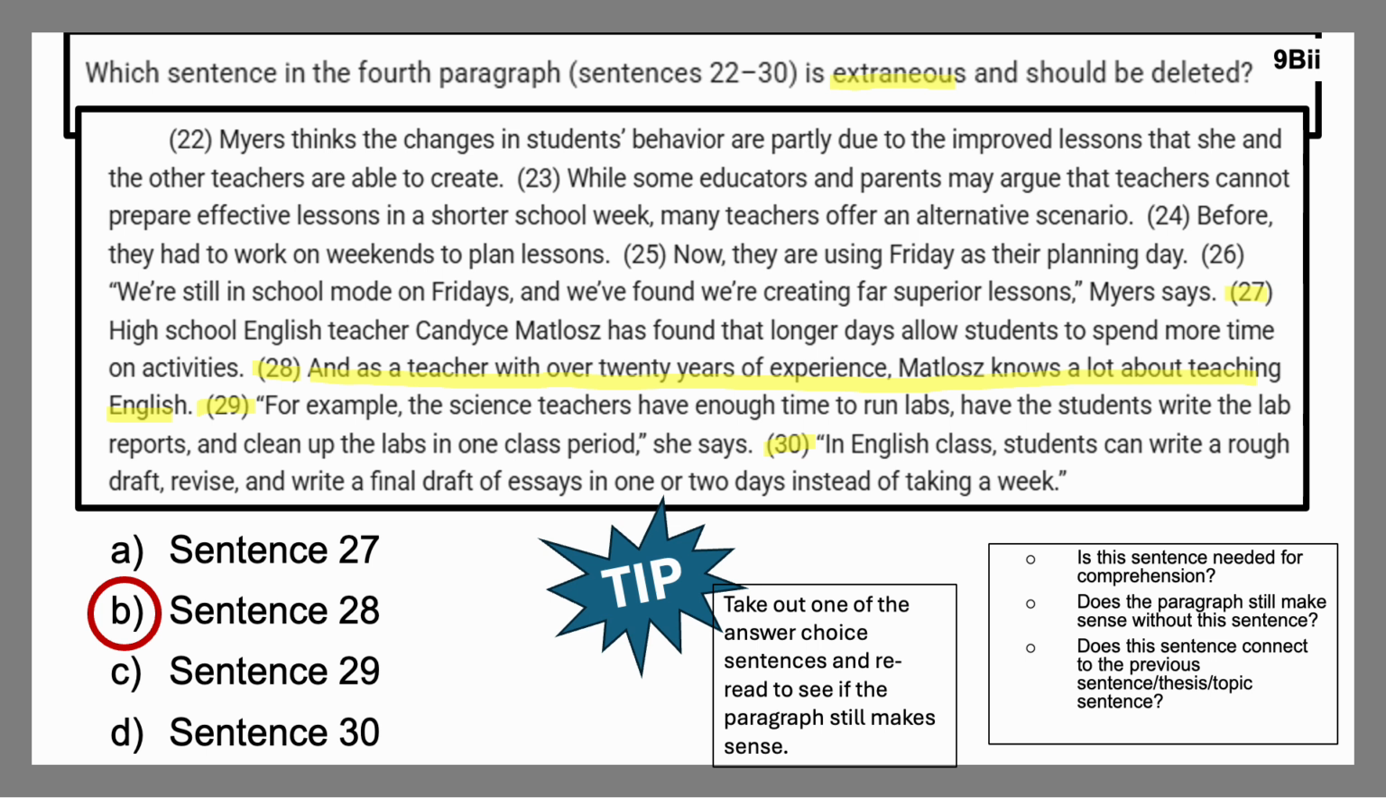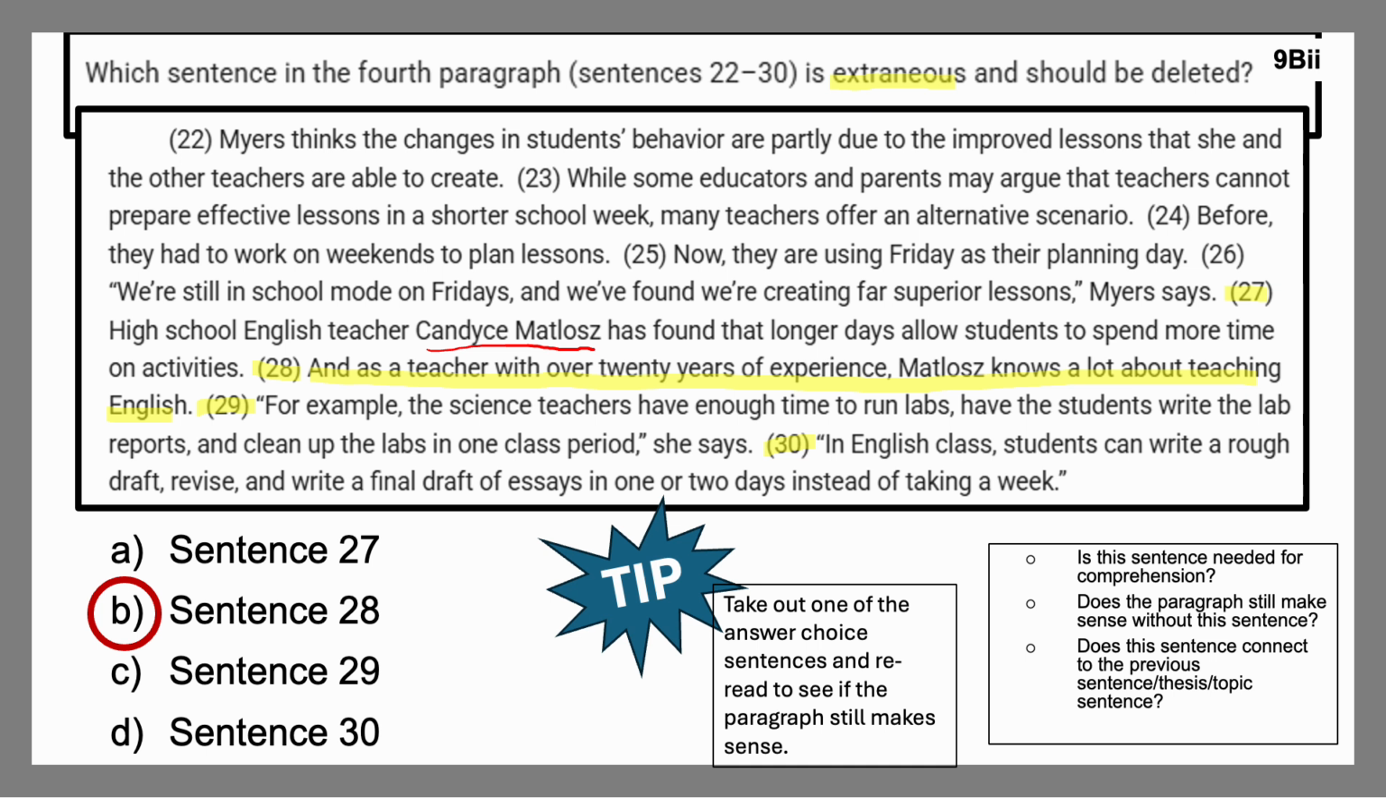So that's extraneous information, this extra information: as a teacher with over 20 years of experience, Ms. Matzloss knows a lot about teaching English. And so we're going to look back. I'm going to go through these questions here. Is this sentence needed for comprehension? Do I need it to understand the rest of the text or the main point of view? Not really. It does give me some information about the previously mentioned Ms. Matzloss, that she is an English teacher. She has over 20 years of experience, so she knows about English.